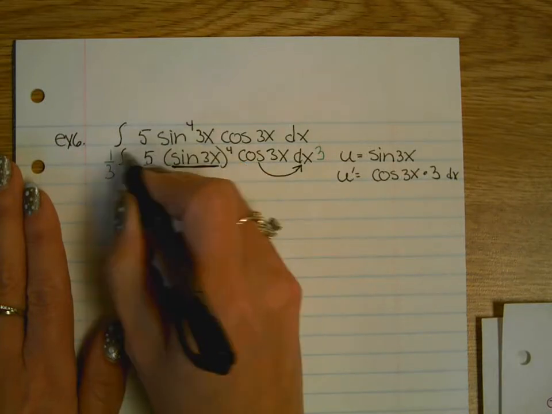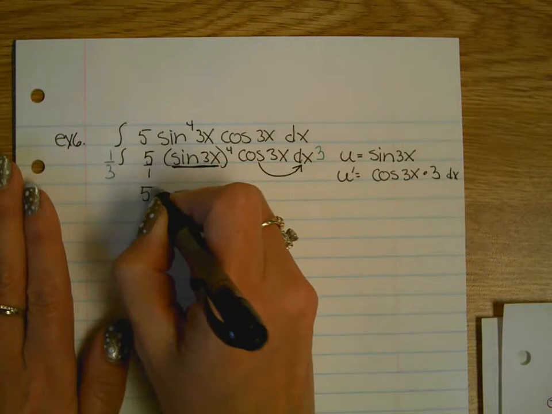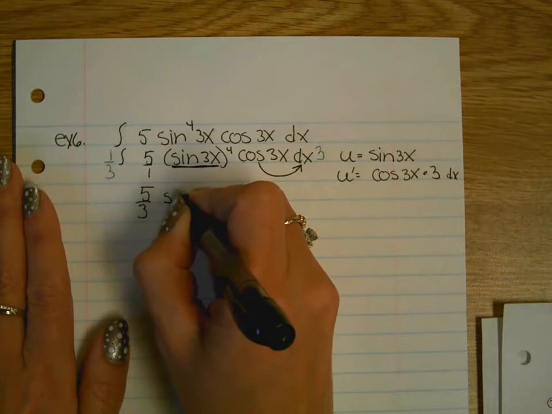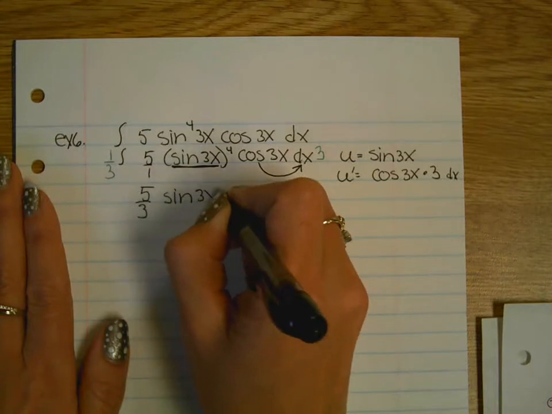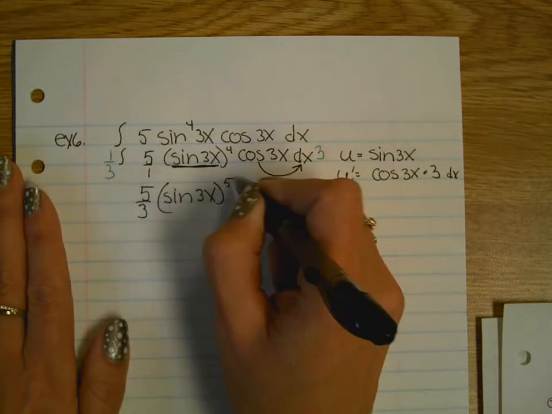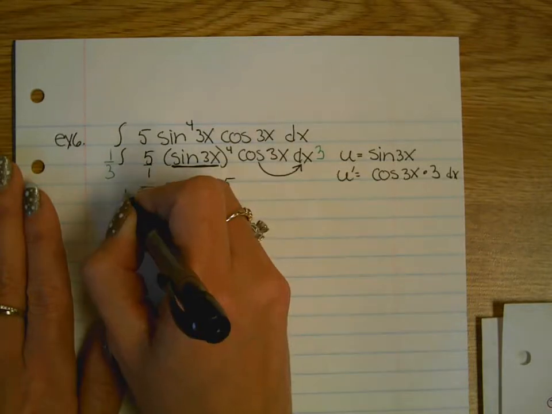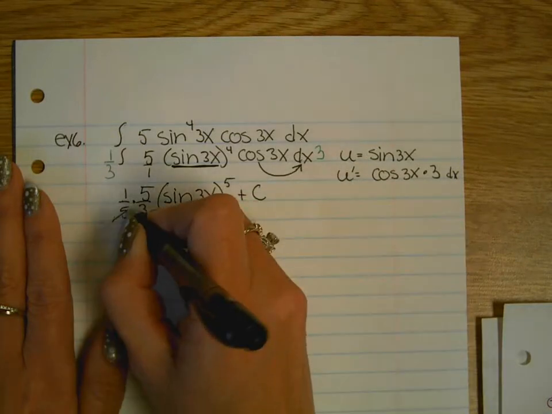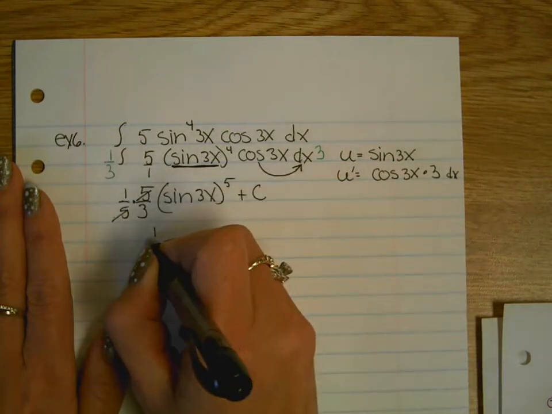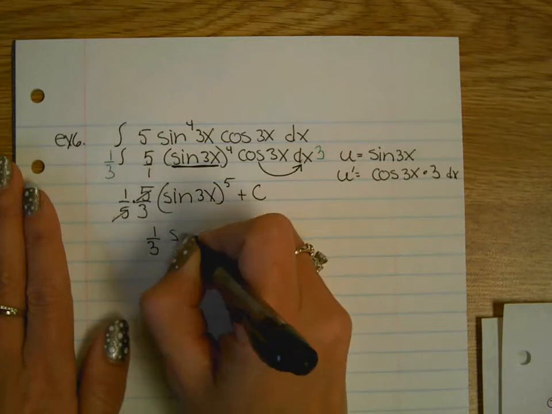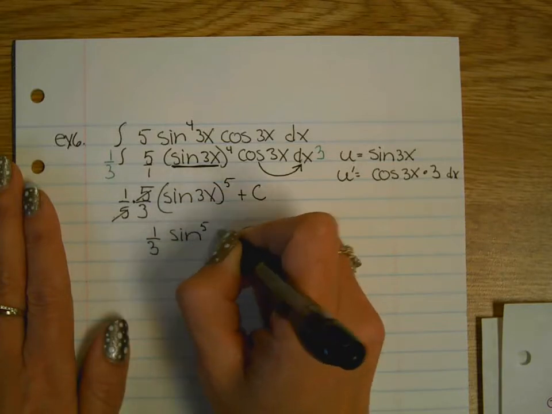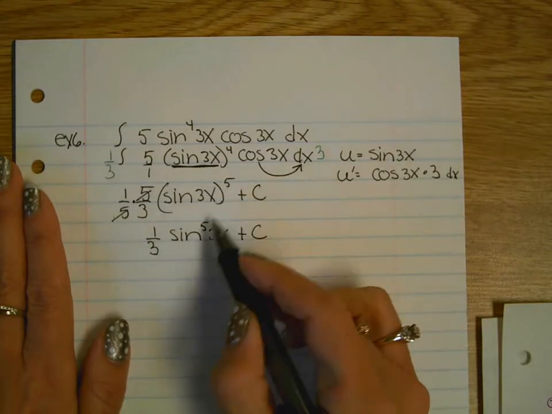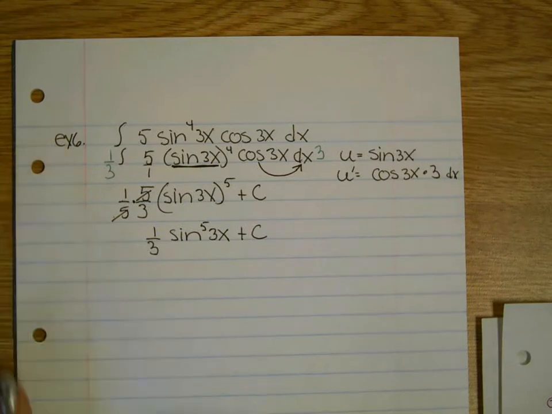So see that as 5/1. So that'll be 5/3. Now I'm going to do power rule here, times sine 3x to the 5th. Reciprocal of that is 1/5. Plus c. My 5's will cancel. And I get a final simplified answer of 1/3 sine to the 5th 3x plus c. And you can leave with parentheses or put it here, it doesn't matter to me.